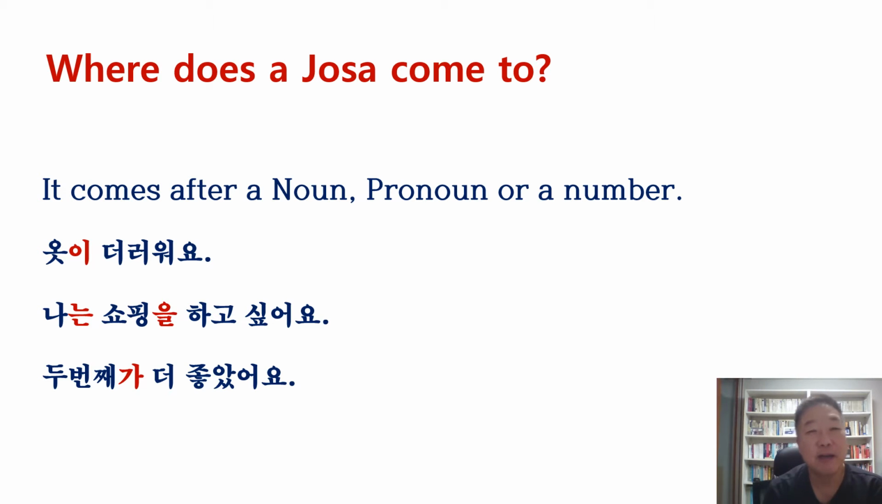옷이 더러워요. 나는 쇼핑을 하고 싶어요. I want to go shopping. 나 plus 조사 는 and 쇼핑 plus 조사 을, 하고 싶어요. Want to do something. And 두 번째가 더 좋았어요. The second one was better. 두 번째 is a number and 가 is 조사. 더 좋았어요 was better. Alright?